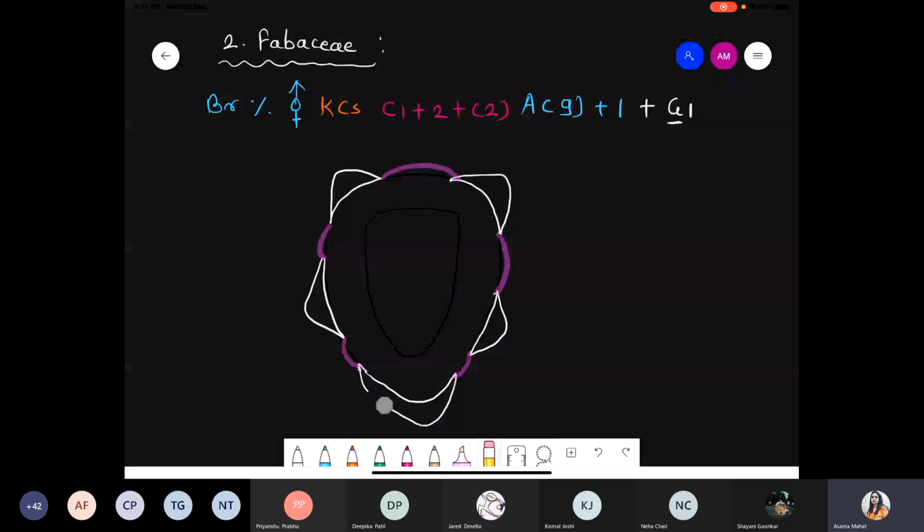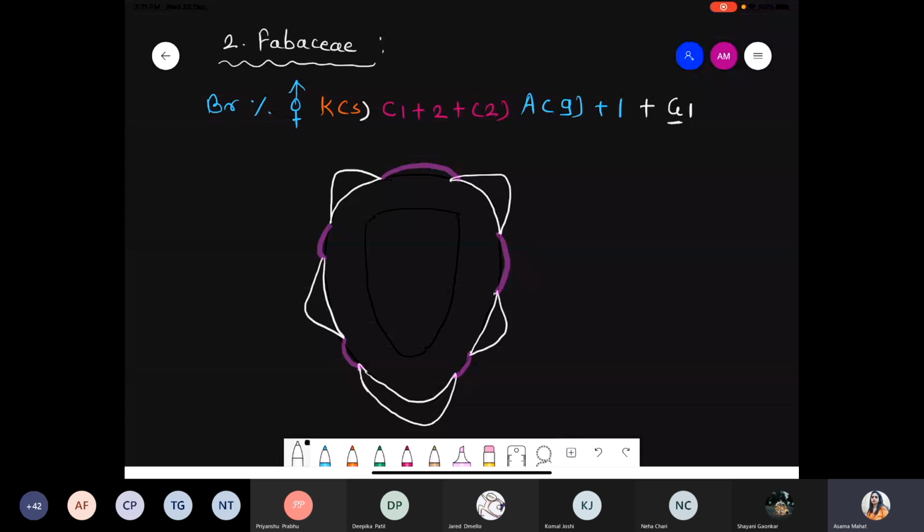So simply joining is present, and you know very well such joining, such fusion, is simply represented by a bracket, right? There is a presence of the calyx and total 5. Now the next part we are talking about is the corolla.